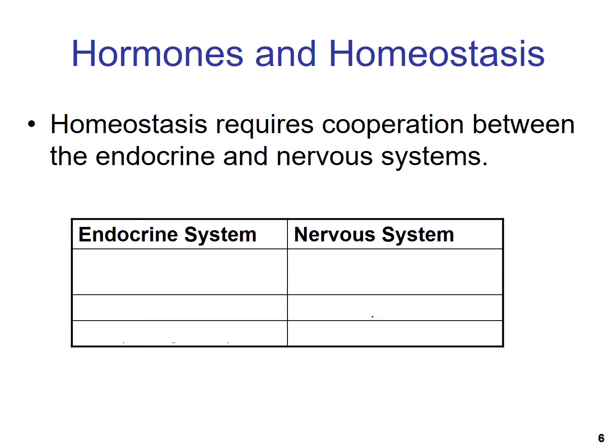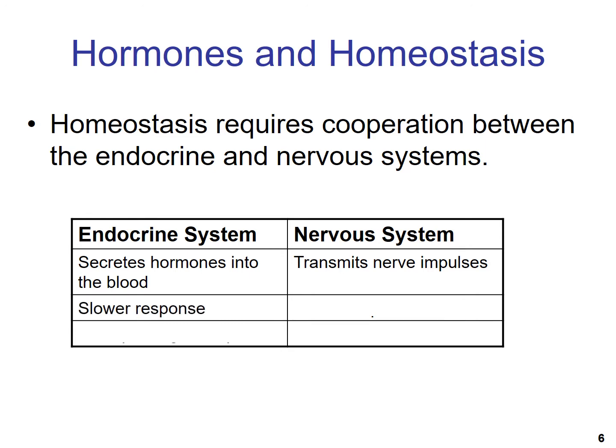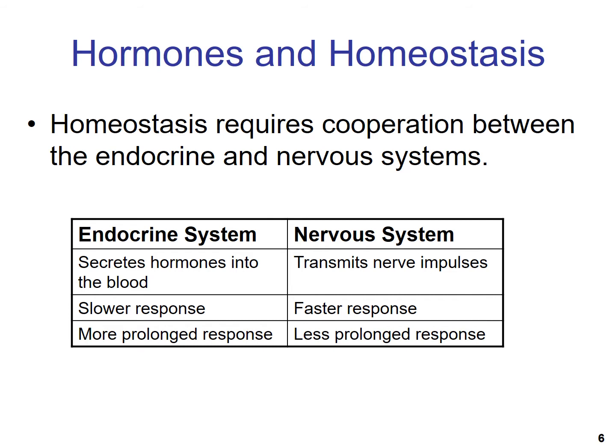And let's take a look at a comparison of these two systems. First of all, the endocrine system is going to work by secreting hormones into the blood. The nervous system is going to transmit nerve impulses. And what's the result of these things? Well, first of all, the endocrine system has a slower response than the nervous system does. However, the endocrine system has a more prolonged response than does the nervous system. So basically, if you want a long-lasting response to a particular stimulus, you're going to use the endocrine system. But the trade-off there is that the response is slower. If you want a fast response to a particular stimulus, you're going to use the nervous system. But here, the trade-off is that the response doesn't last nearly as long.